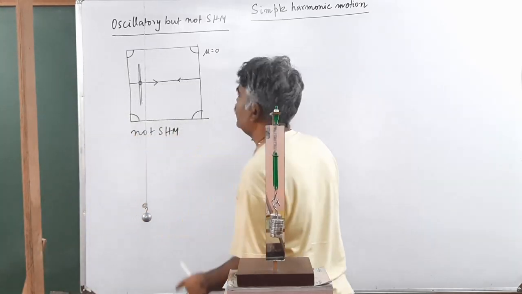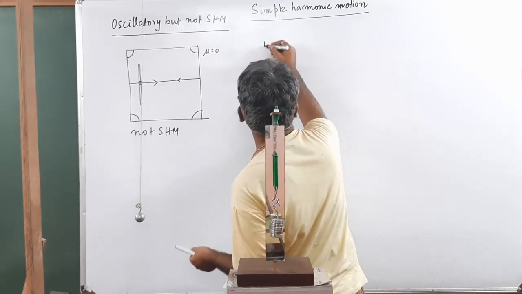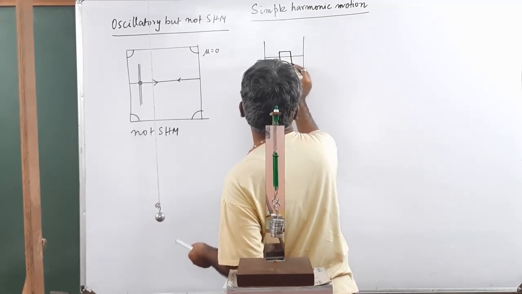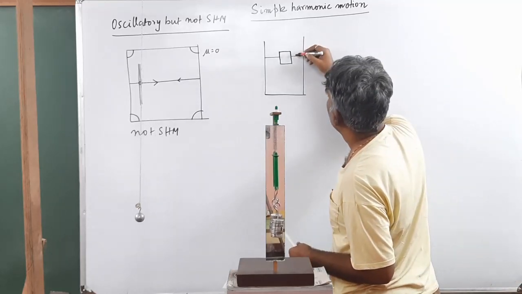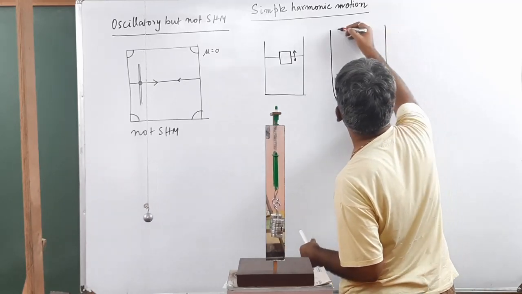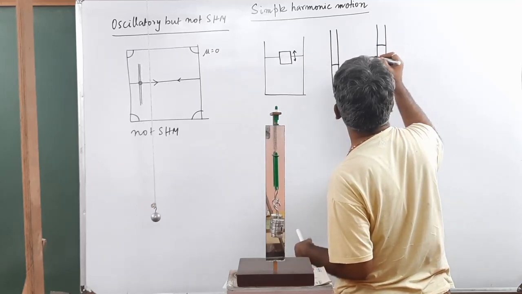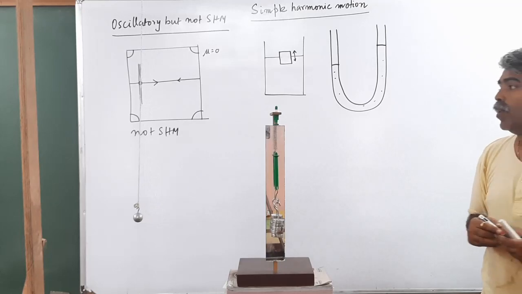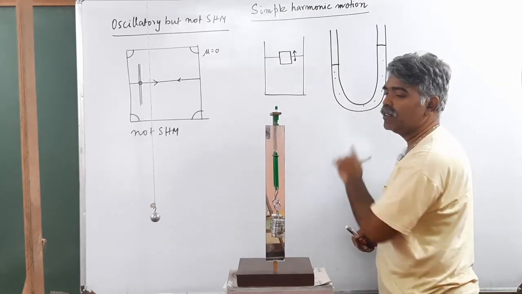Pendulum is SHM. This spring pendulum is SHM. Another very common example: suppose you have a beaker partially filled with water, and you allow a small wooden block to float, and you push it and release it, it moves up and down. This is a simple harmonic motion. Now if you also take a U-tube like this filled with water, and you press the water on one side and release it, the water goes up and down in a motion which is simple harmonic. I tell you again, this is not simple harmonic.